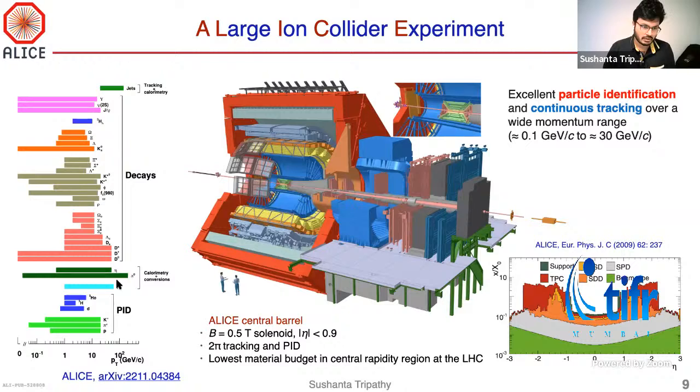In the left-hand side plot, the x-axis is the transverse momentum, and different particles are listed. You have different particles which can be measured with PID techniques: pions, kaons, protons, deuterons, and several other anti-nuclei as well. Then we have gamma, eta, and pi0 information through calorimetry or conversions. And we have several particles which can be studied based on their decay channels. These bars are the momentum range over which one can identify and study the particles.